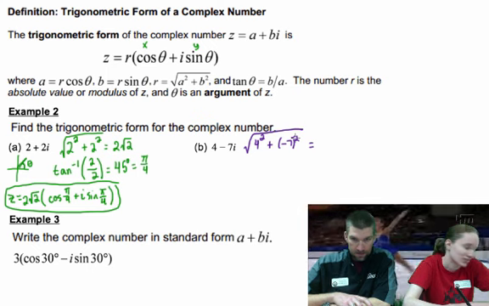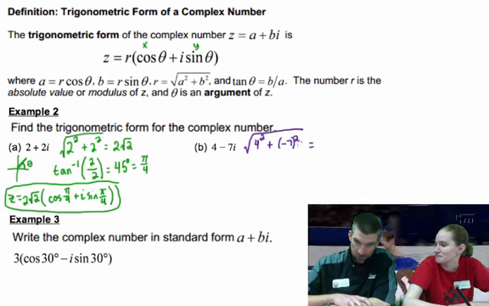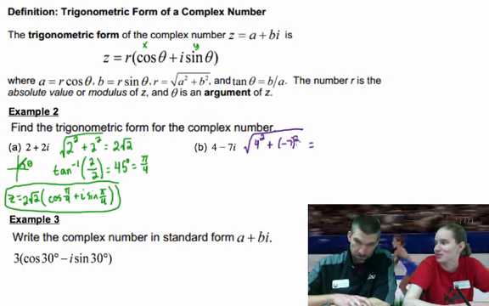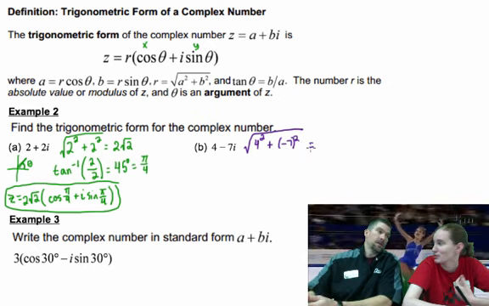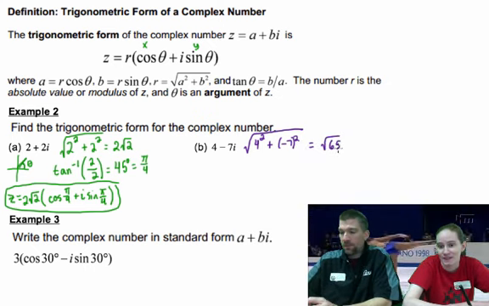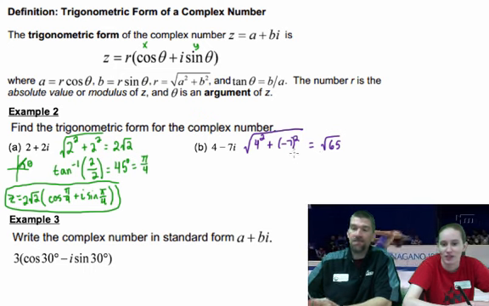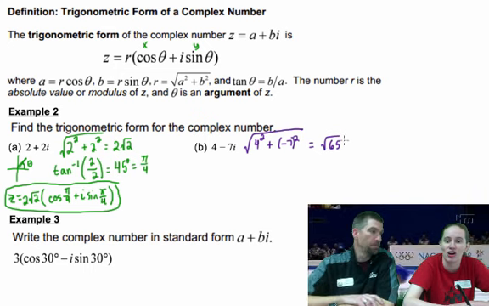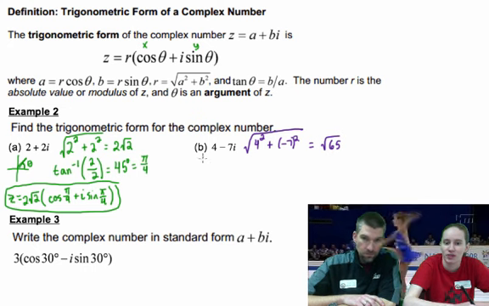16 plus 49. I believe it's 65. Let me just double check, because this is important. We've got to get to 65. Okay, so we've got to get that modulus right. r in our formula is square root of 65.